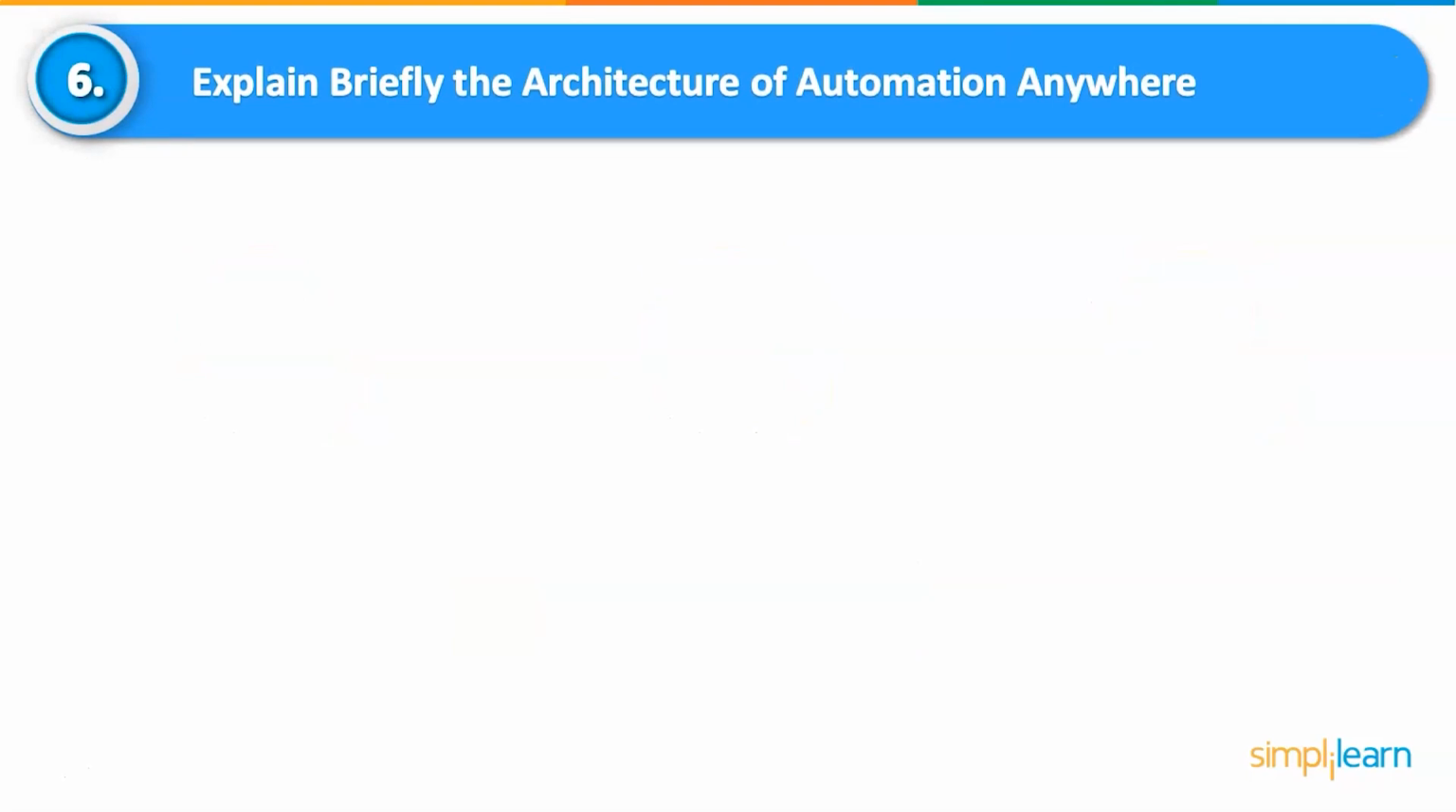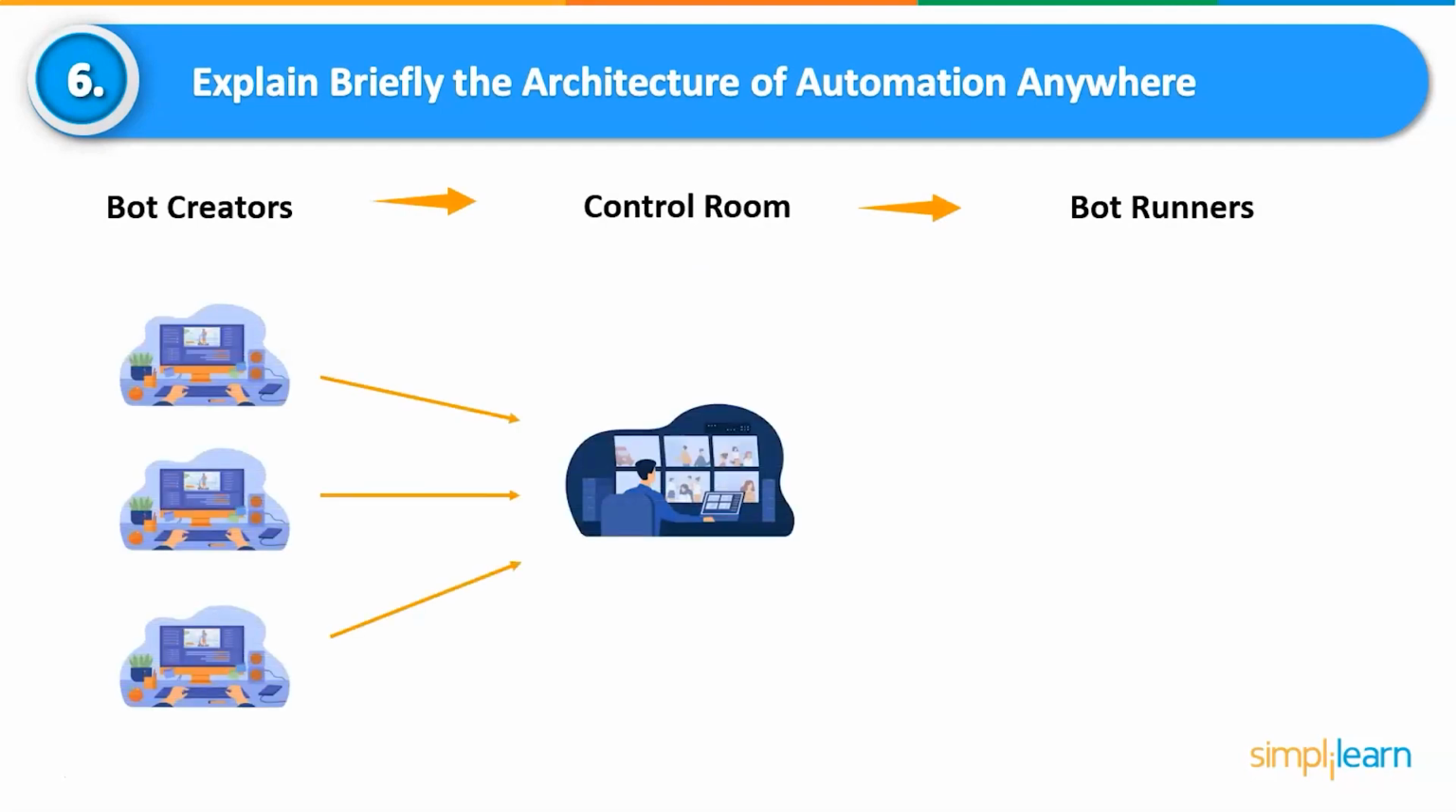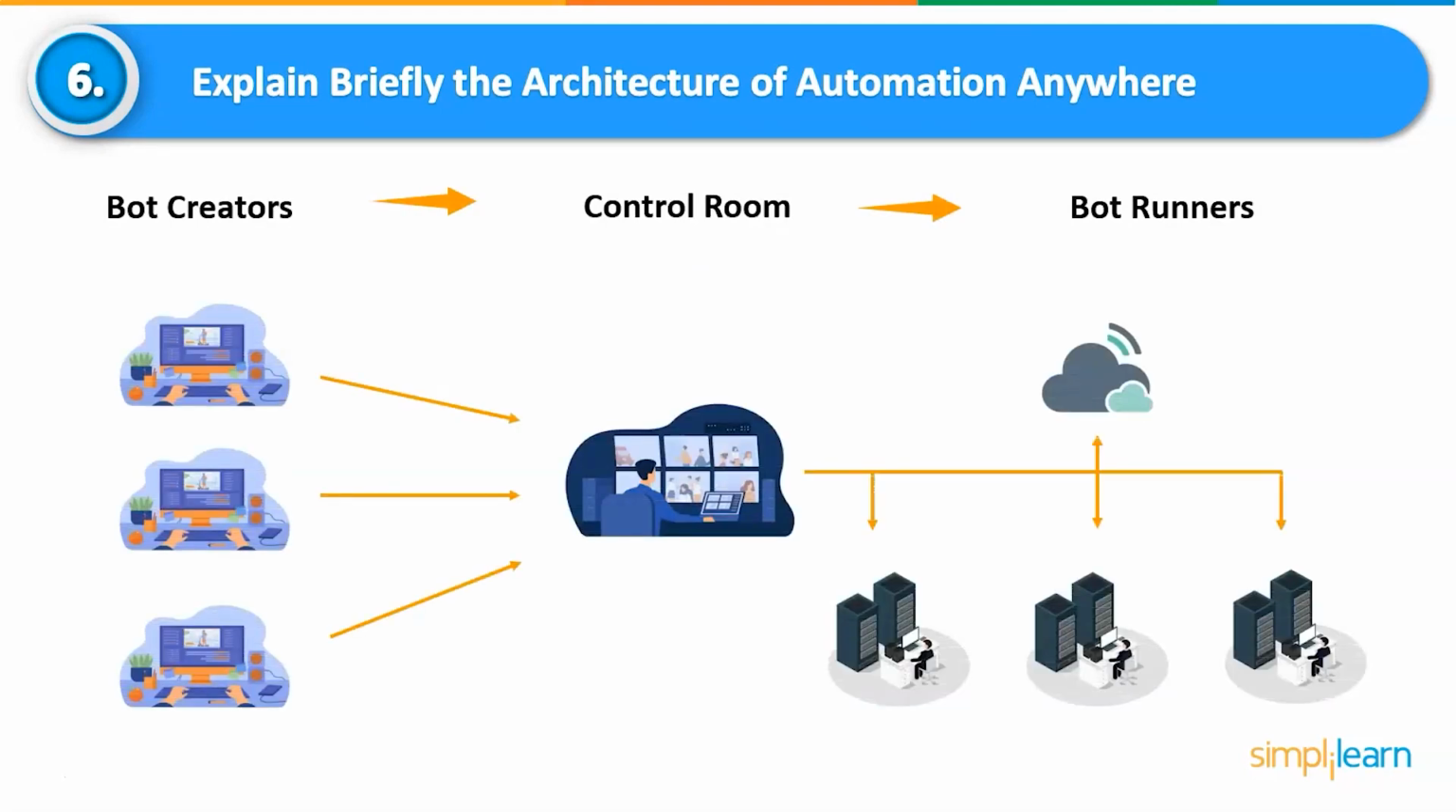Explain briefly the architecture of Automation Anywhere. Automation Anywhere platform is built using a distributed architecture. The Enterprise Control Room is a web-based platform that manages the development and execution of digital workforce and provides centralized management. Bot creators and bot runners are linked to the Enterprise Control Room.